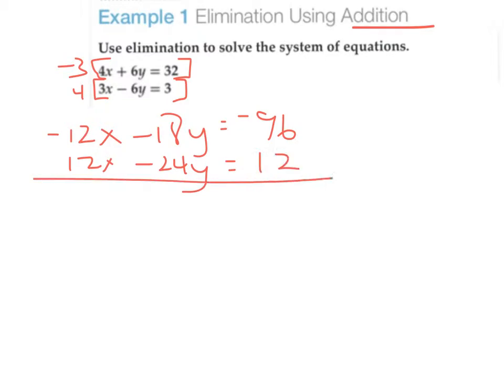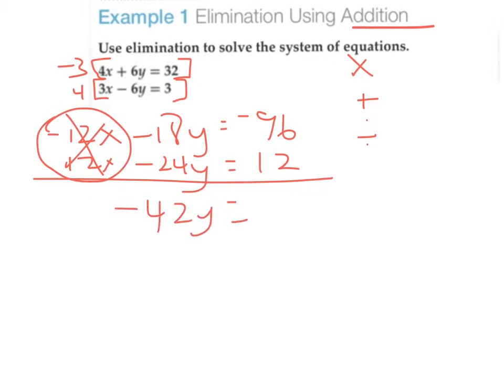After we do our multiplication, the next thing we're going to do is add. So it's going to be a multiplication, add, and then divide, and you'll have your answer. So now I'm going to add. When you add, these will always go to 0. So they'll always cancel out, always. Then I add this. I'm going to get a negative 42y, and that's going to equal a negative, let me see, 484.